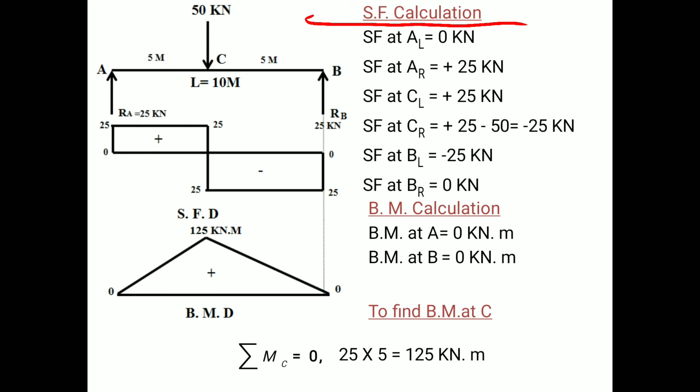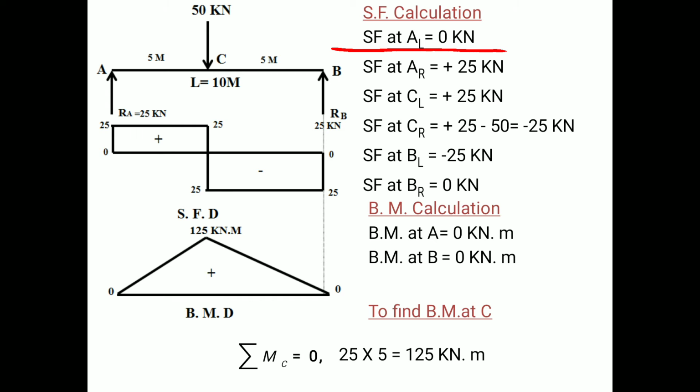Therefore shear force at left of A will be equal to 0, because if I consider a section at A, on the left hand side there is no force, so it is 0, whereas on the right hand side a force of 25 kilonewton is acting in upward direction. So that value we have to consider. So remember that shear force at left of A is equal to 0.